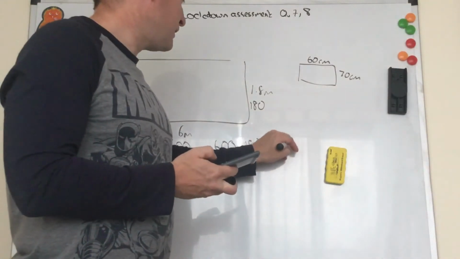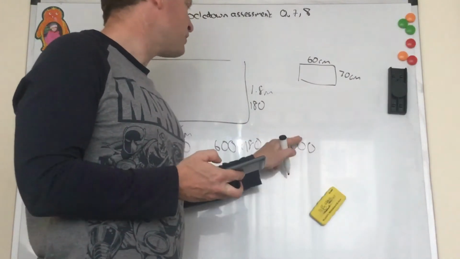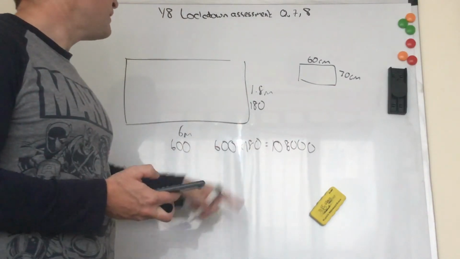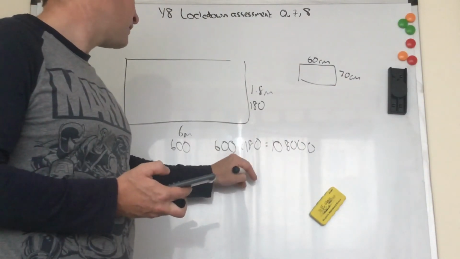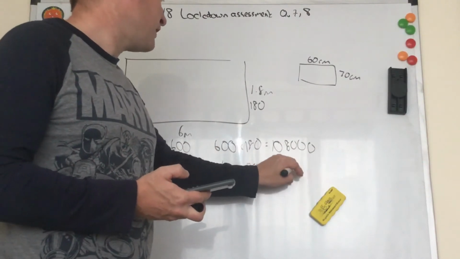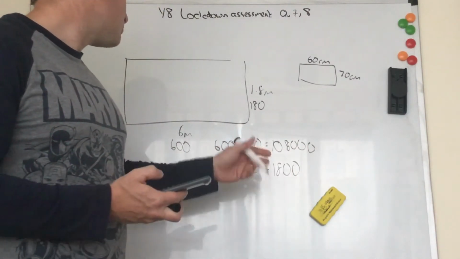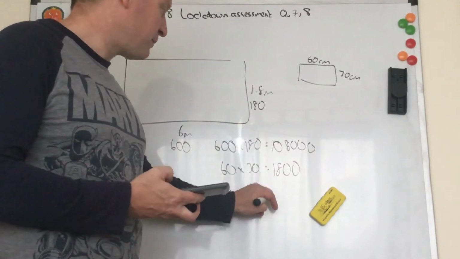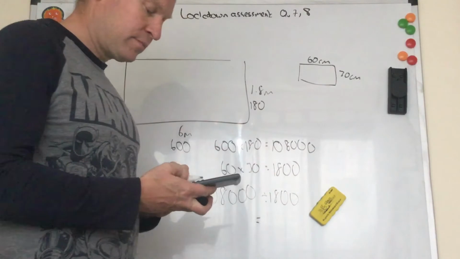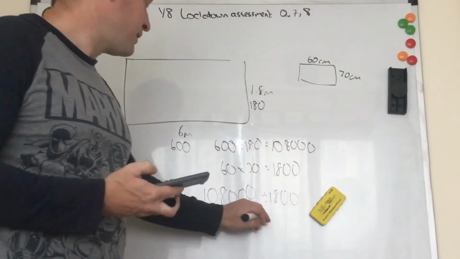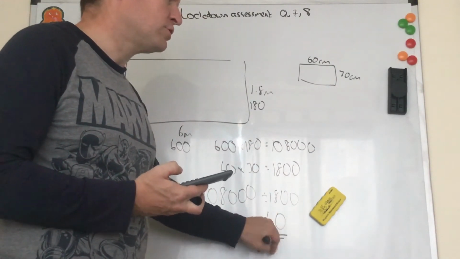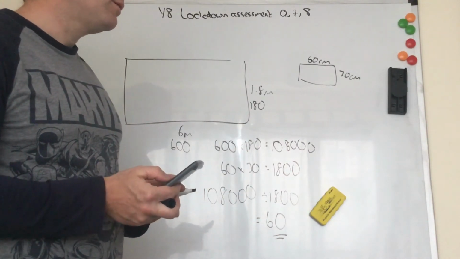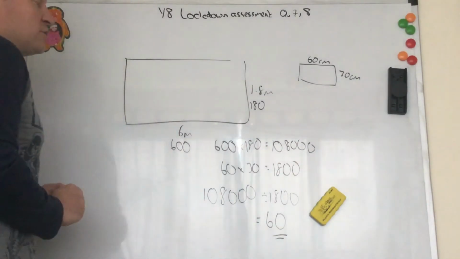is 108,000. Some people tried working that out long division way. You've got a calculator, use it. And 60 times 30 is 1,800, the area of one tile. So to work out the number of tiles we need, we have to do 108,000 divided by 1,800, and we get 60 tiles. Right, so 60 tiles in total.